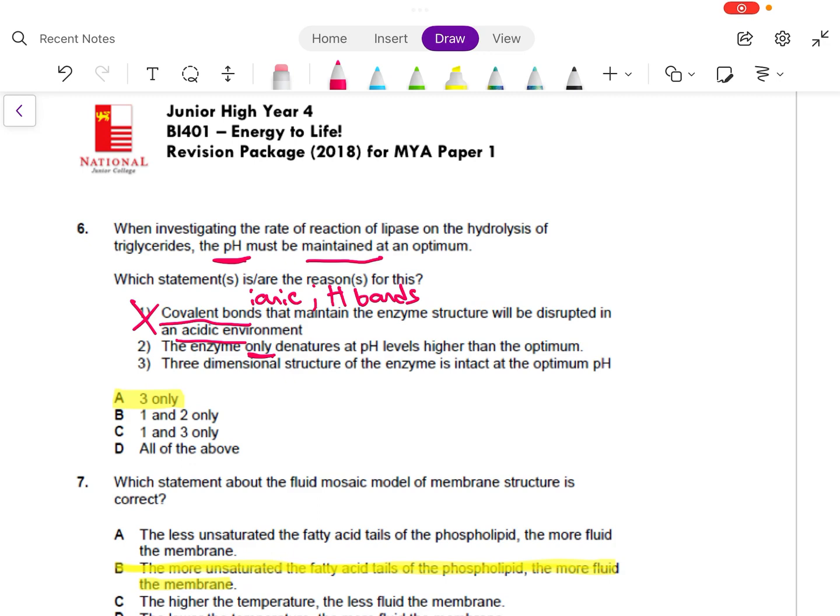Statement 2, the enzyme only denatures at pH levels higher than the optimum. This is not true. Not just higher, it could be at the lower end also. So rather, enzymes only denature at extreme pHs. So statement 2 is also wrong. Statement 3 is therefore the best answer, and therefore A is the best answer. That the three-dimensional structure of the enzyme is intact at the optimum pH. Outside of this optimum pH, fewer enzymes are in their optimum three-dimensional structure.